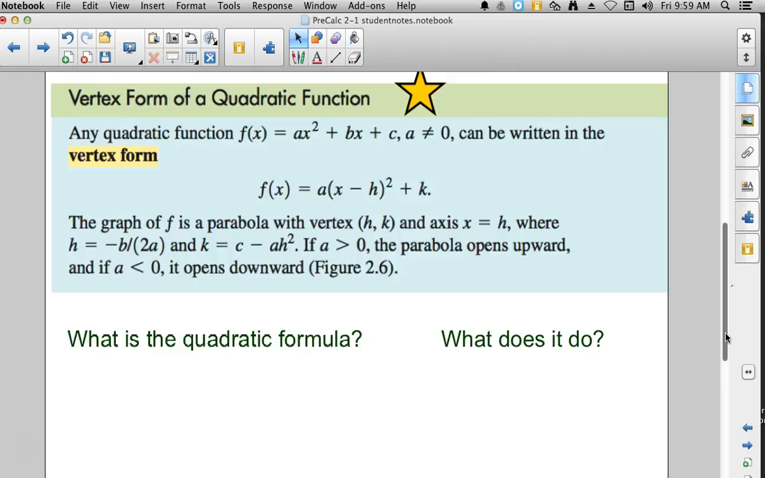If a is greater than 0, then it's going to open upwards, and if a is less than 0, then it's going to open downward, which we already knew and we already answered questions about.